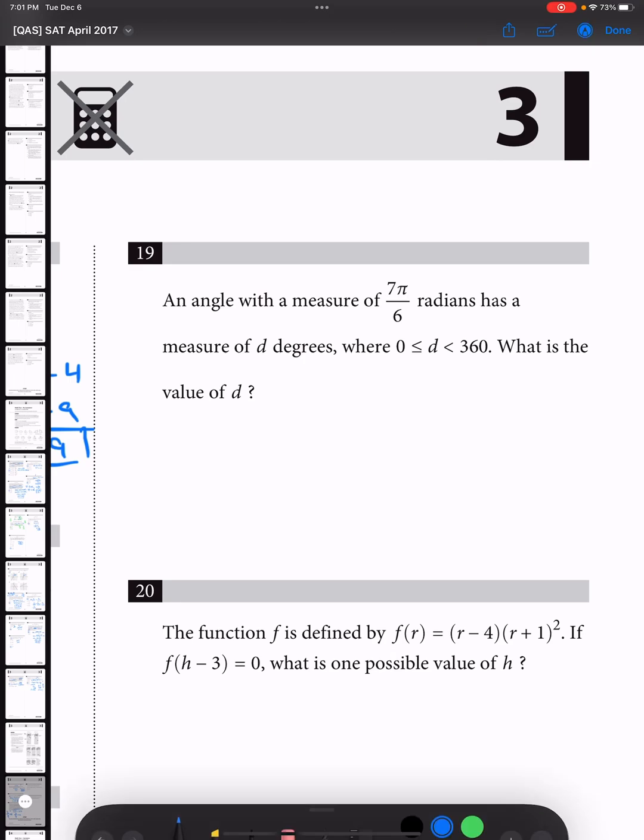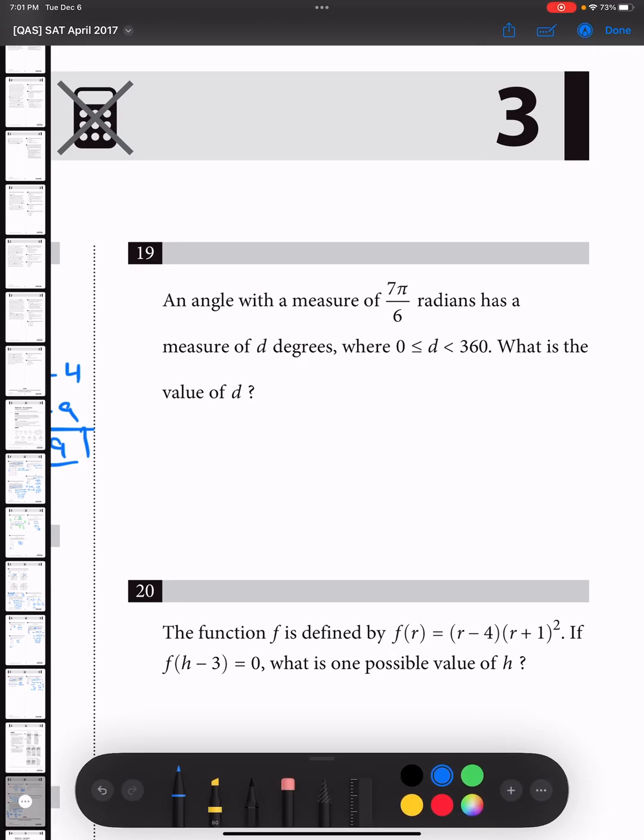Number 19. An angle with the measure 7 pi over 6 radians has a measure of d degrees. What is the value of d? So radians are related to degrees by 180 over pi. So any radian is going to be multiplied by 180 over pi.